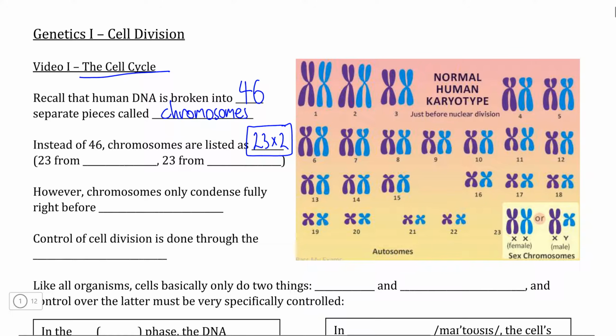Now, half of your DNA, from common sense, we know that you get from your father. So 23 of these chromosomes are collectively what we call your paternal chromosomes, and the other 23 chromosomes that you get from your mother are collectively what we call your maternal chromosomes.